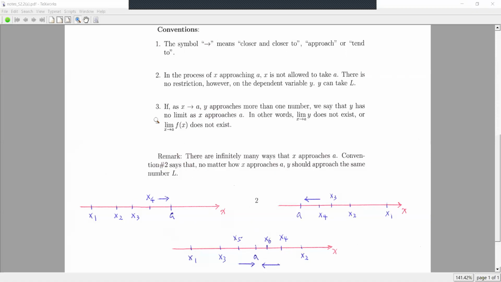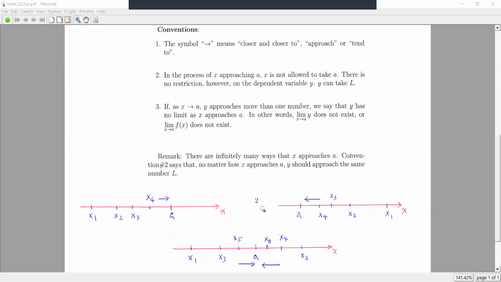Here is one remark about this convention. There are infinitely many ways that x approaches A. For example, we can let x, the independent variable, approach the point A from the left side by first taking this point, then this point, then this point, and so on. Or we can let x approach the point A from the right side by first taking this point, then this point, and so on.